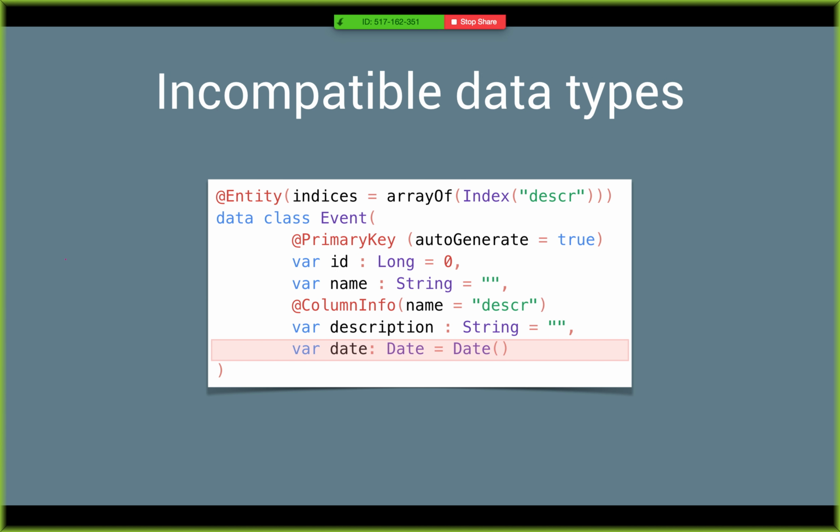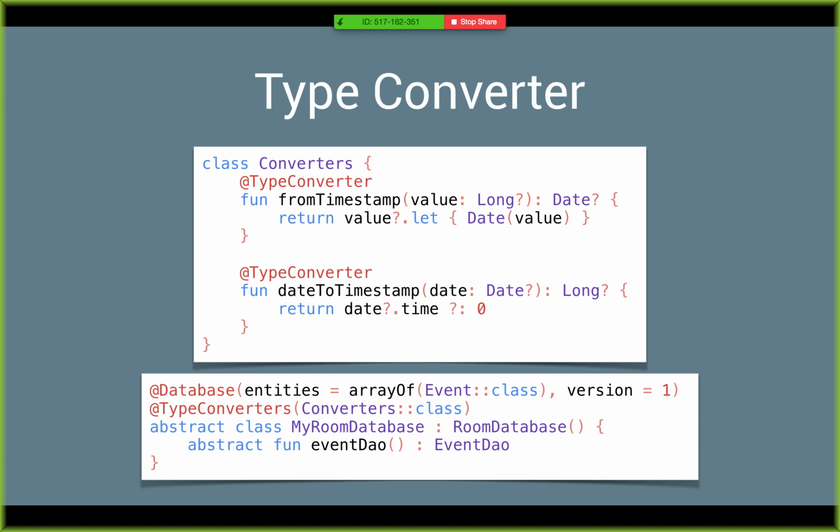Incompatible types. For example, if I define a date for the event, Room will not resolve this field because SQLite doesn't have this date type. So I have to create a type converter. This type converter, as the name says, converts a date to a long and a long to a date. So in my database, I have to define these type converters. To be honest, I don't think you need other conversions. For Boolean, for example, you just use 1 for true and 0 for false or something like that. I think almost all the common types that you have in the database work, but if you need to, you can define a type converter.